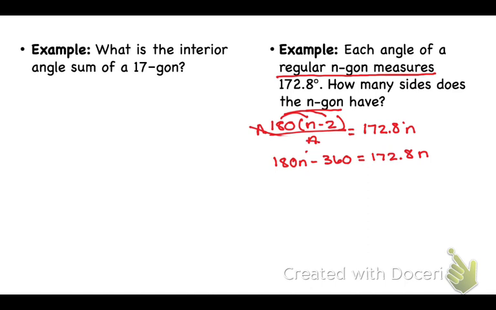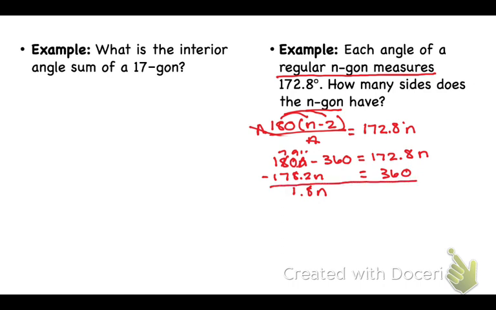So now I need to move the n's to the one side and the numbers to the other, yes? I would like to keep my n's positive. So that means I need to subtract over 172.8n and add over 360. Okay. So I have to borrow and all that kind of fun stuff, right? So 180 minus 172.8 is 7.2.